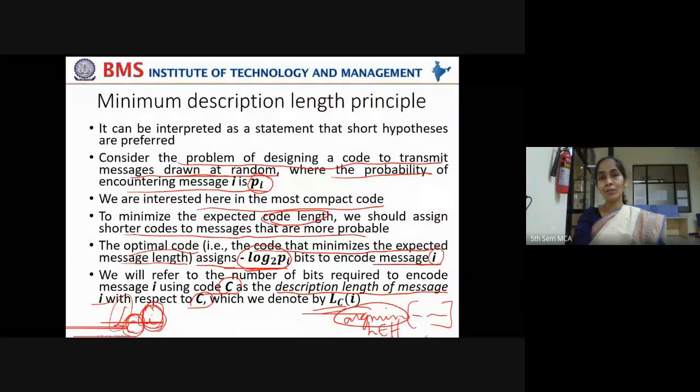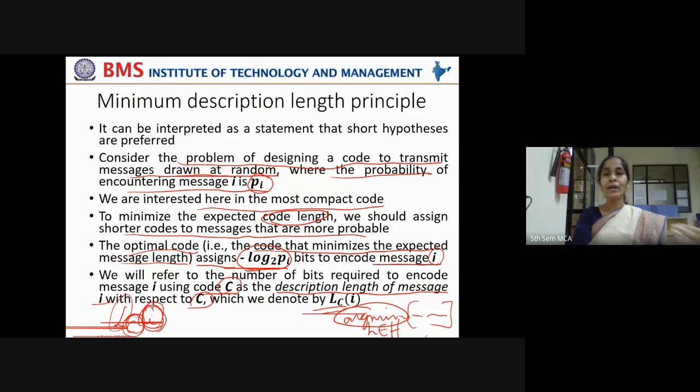Now, what is our objective here? To minimize this length as much as possible in order to transmit this message cost effectively. Did you understand? Our objective is to reduce the encoded message length for the message i, so that it can be easily and cost effectively transmitted.